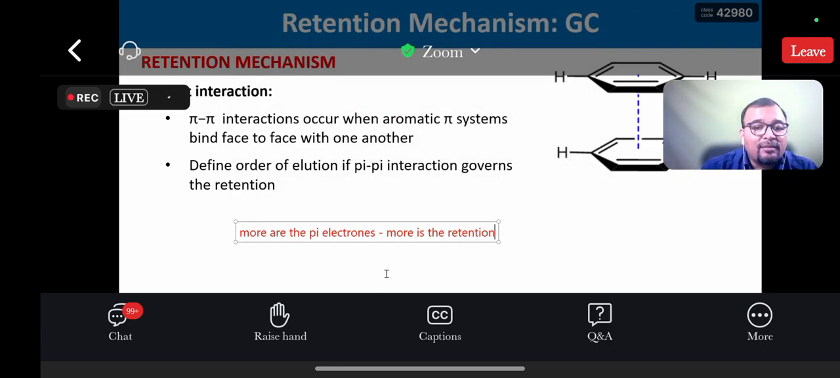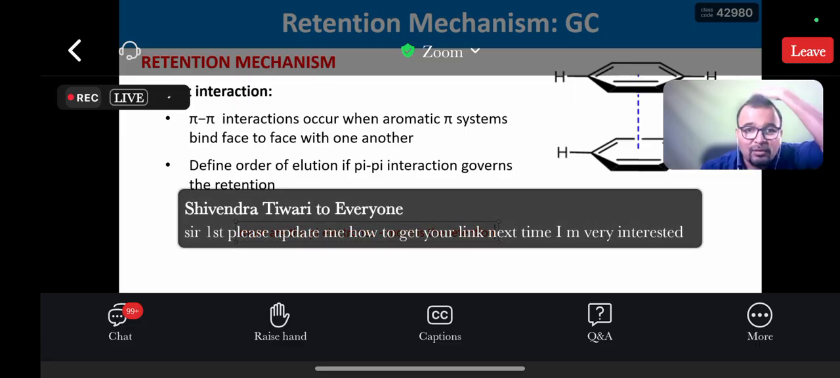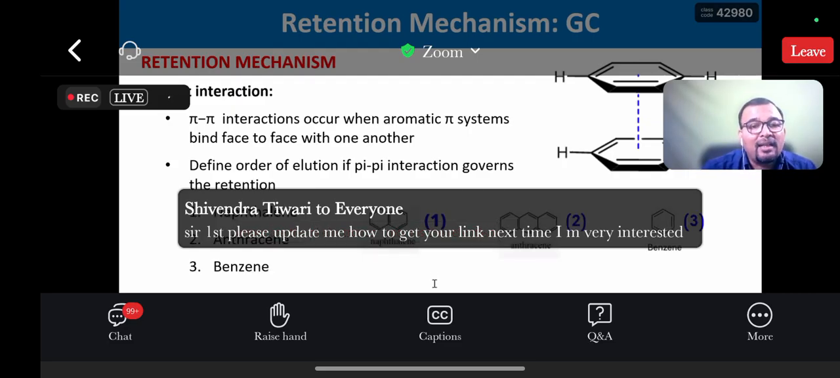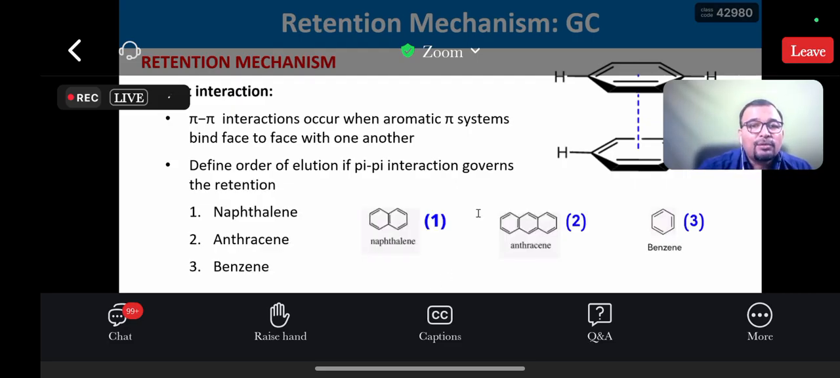Now, with this retention mechanism, these are the three molecules on the screen, and you have to define the order of elution: naphthalene, anthracene, and benzene. The more the pi bonds, the more the retention. With this characteristic, will you be able to define the retention order? What is the retention order?